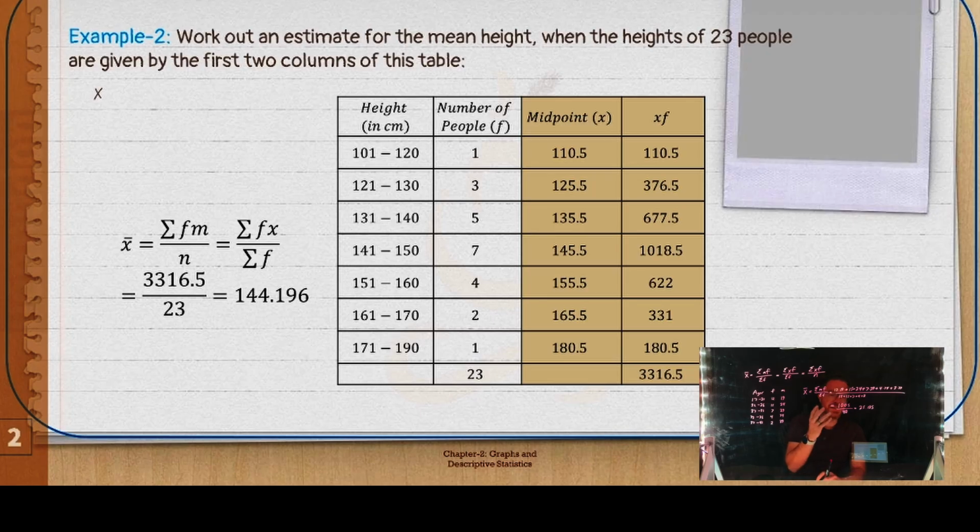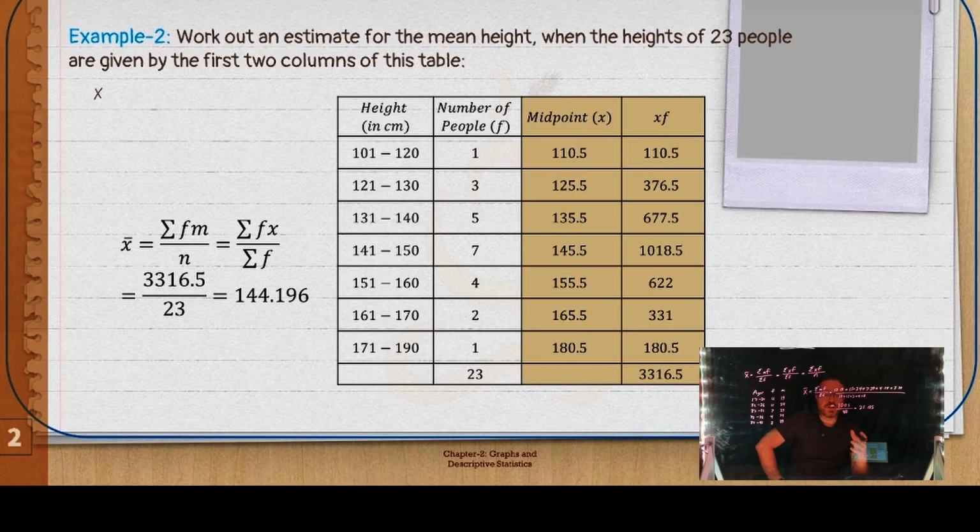So we have height in centimeters of 101 to 120, 121 to 130, 131 to 140, so on and so forth up to 171 to 190. And then we have our frequency. How many people are that height? So the first group has a frequency of 1, the second group has a frequency of 3, then 5, 7, 4, 2, 1.